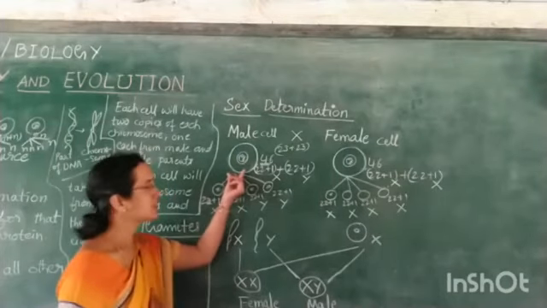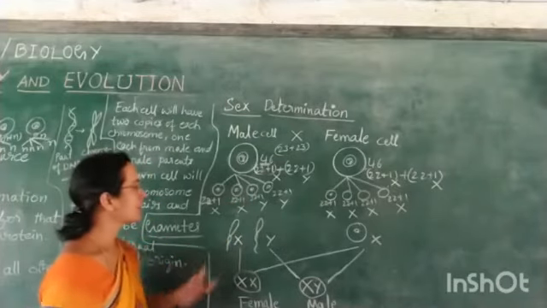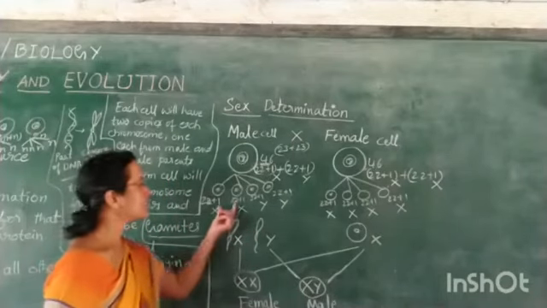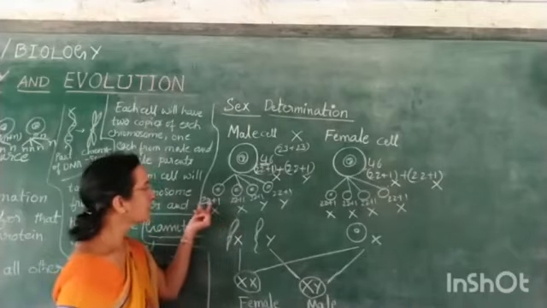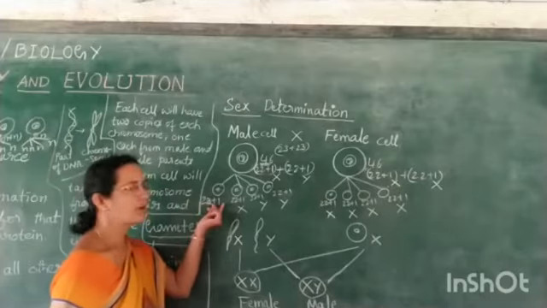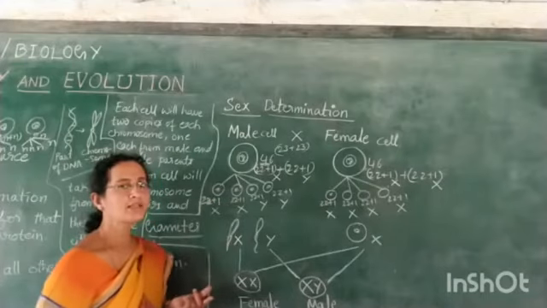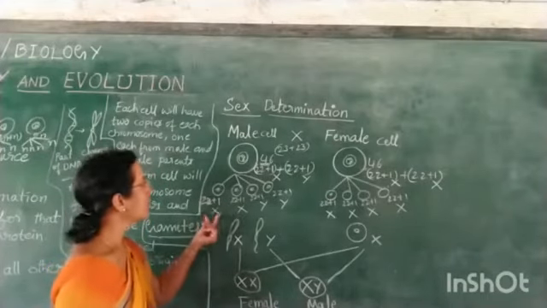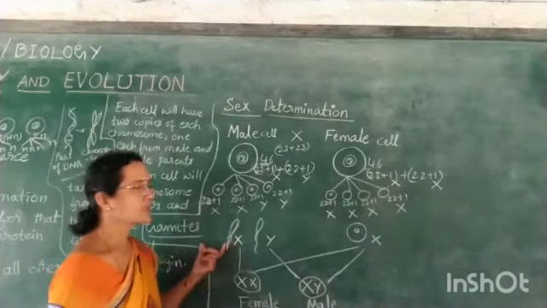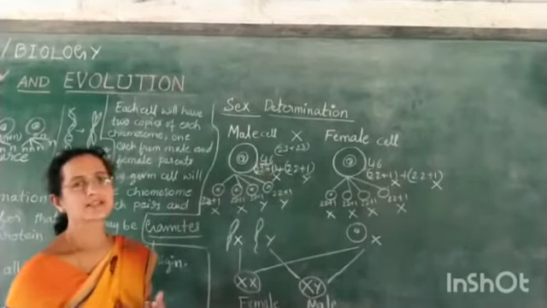When the cell consisting of the 46 chromosomes divides, it forms the gametes. Here the gametes are the sperms. So sperms will be carrying 23 chromosomes. Here 22 will be forming a separate group, and another one chromosome is very special in determining the sex of the baby. So this one pair is considered the sex chromosome.